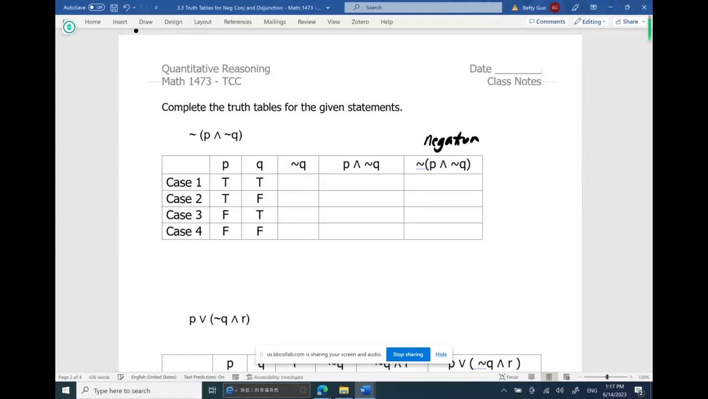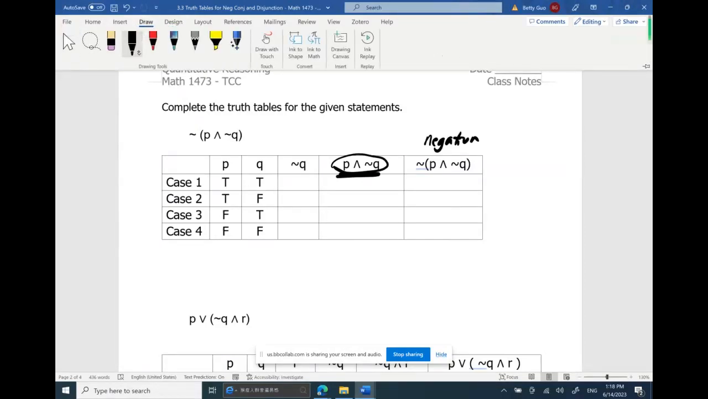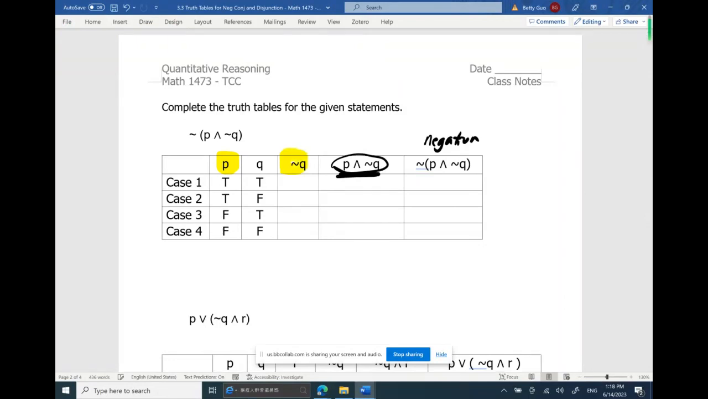Negation of what? Negation of the statement right in front of it. This is a good structure. And how do we know the truth value of this compound statement, a conjunction, right? In order to know that, we need to know the 2 pieces. What are the 2 components of this conjunction? P and not Q, right? That's why we have an extra column.